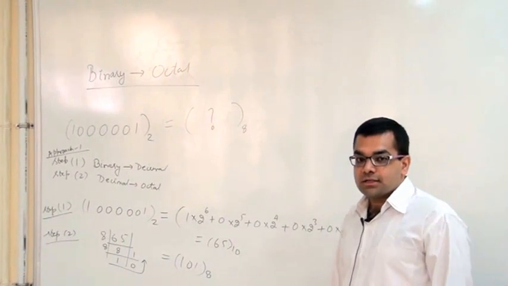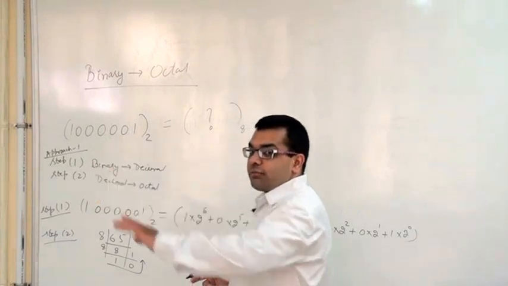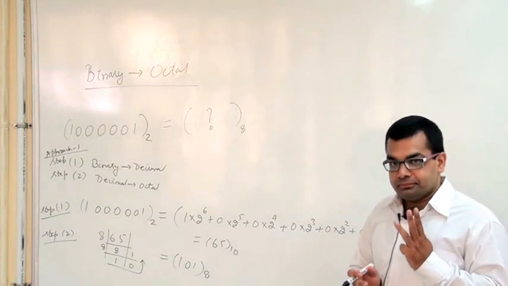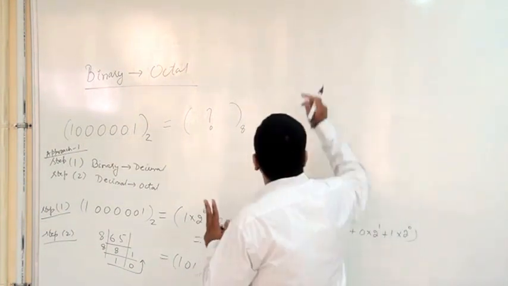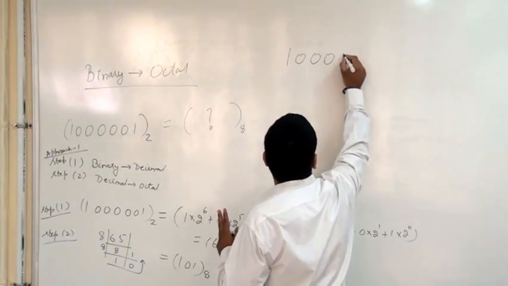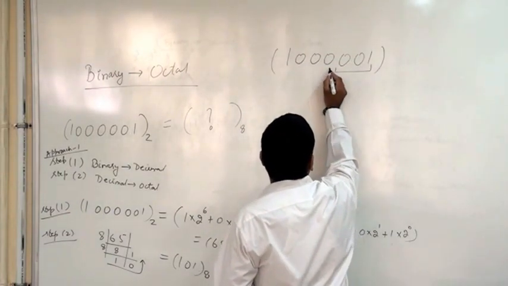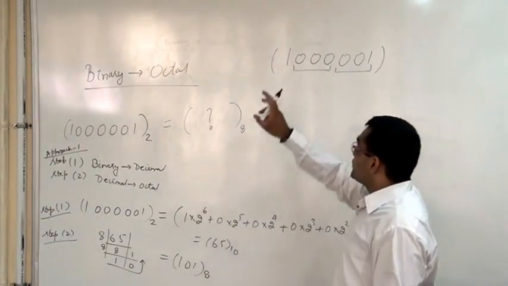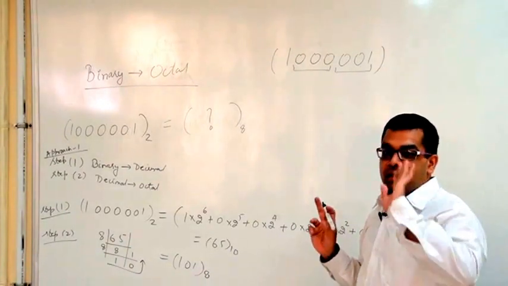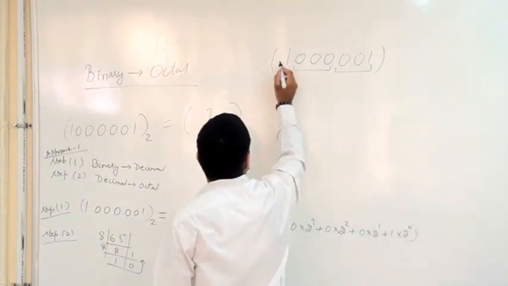Another shortcut method is, what do we do? In the binary number given, we start from LSB and we start accumulating 3 digits. So we start from LSB and make groups of 3. When we reach the MSB, 1 is there and it is just a single digit, so we add zeros ahead of it. That is the whole point.